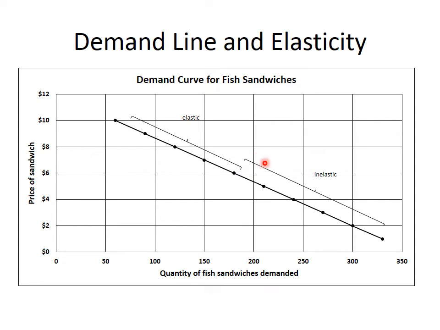Once we got in this area, this $6 area, demand started to become elastic. In other words, the quantity of demand started to become sensitive to a price change. And then for the remainder of the line, it's elastic. There's no coming back. So that's what it looks like. At all these points, it's inelastic. At all these points, it's elastic.